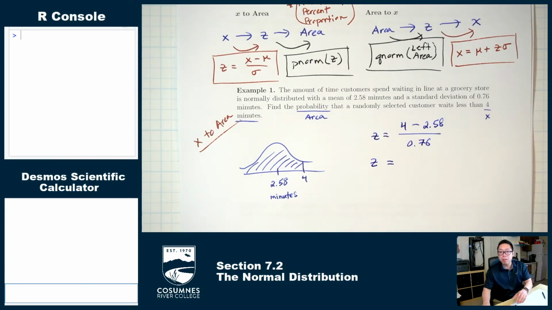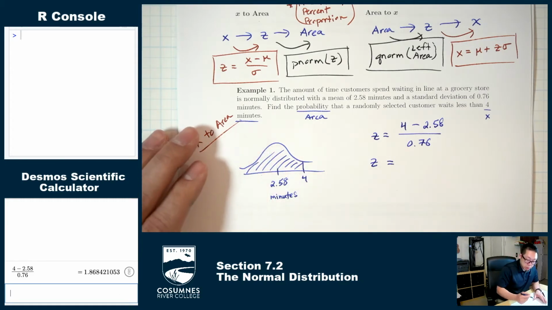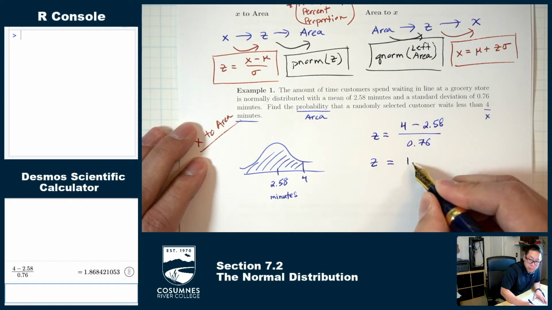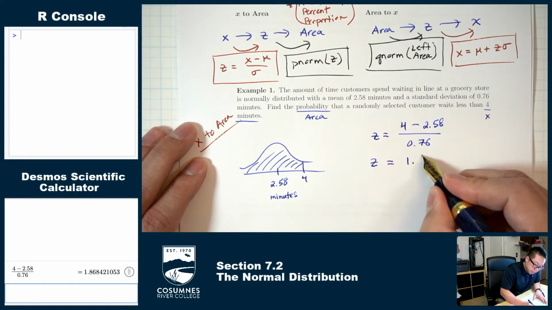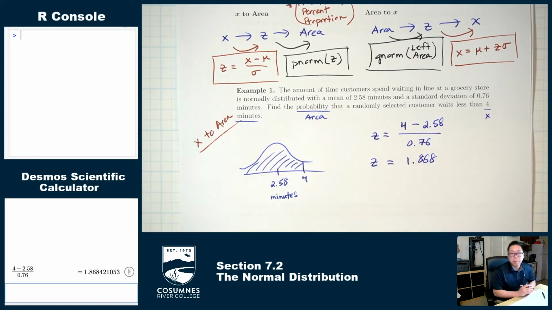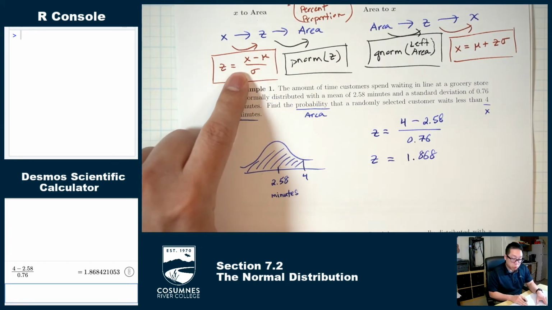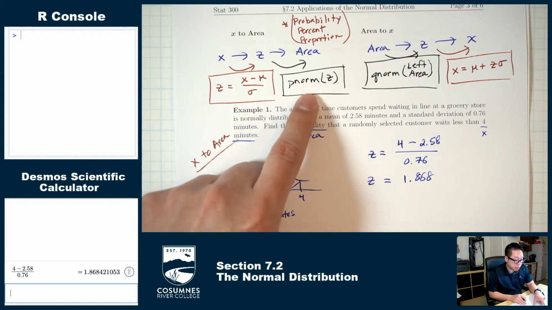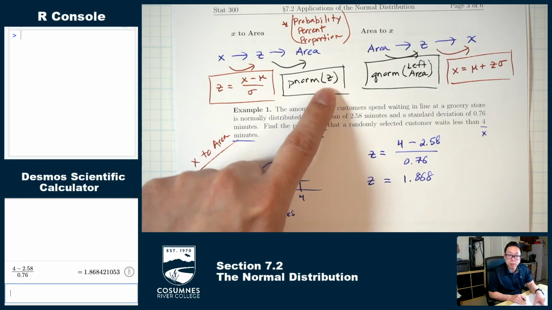Okay, so on my calculator, fraction up top, 4 minus 2.58. On the bottom, 0.76. Round that to 3 decimal places. That's 1.868. So we just did the z-score. My workflow tells me that the next thing I need to do is pnorm. So pnorm to z.